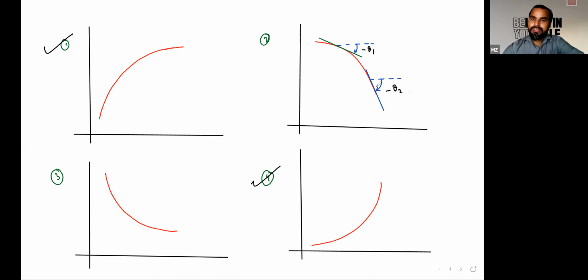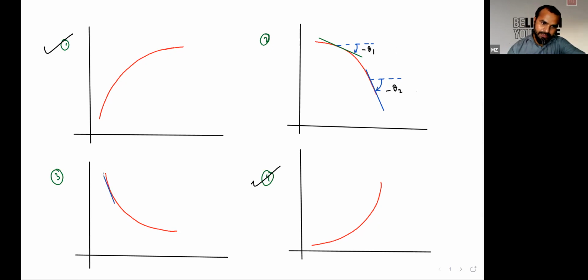Whether this particular slope is increasing or decreasing. Hamza, whether this particular slope is increasing or decreasing. Sir, decreasing. No, in terms of magnitude it is increasing, but there is a negative sign, so we can call it decreasing. Good.